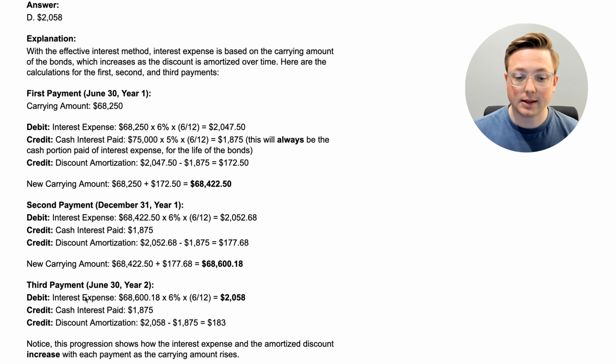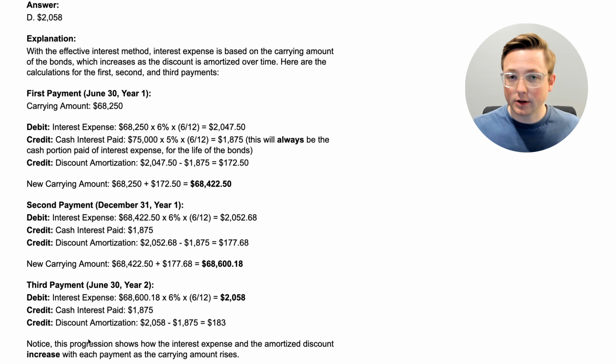And then we finally carry that to the third payment, the thing we've been trying to get to this whole time. We take that carrying amount, multiply it by the same interest rate, that's the market rate, multiplied by 6 out of 12, because again, it's a semi-annual payment. That gives us $2,058. Technically, that is the answer right there. That is the interest expense that we were trying to calculate. But notice, again, that is bigger than it was the previous 2 payments, and the cash interest paid doesn't change. So because this increased and the cash interest paid didn't, the discount amortization increased to $183. And we would then, of course, add that to the carrying amount, but we're not going to go any further. That's all we needed to do.